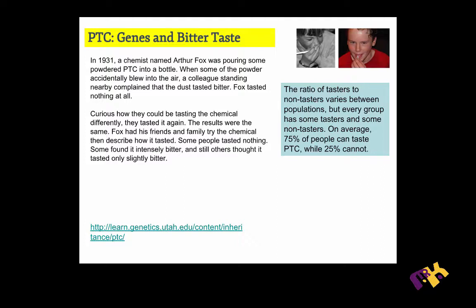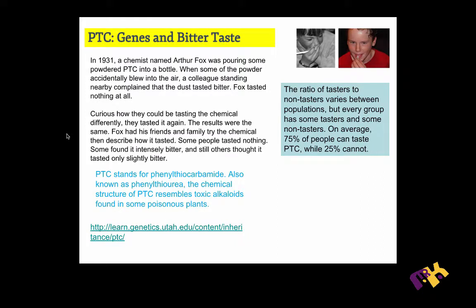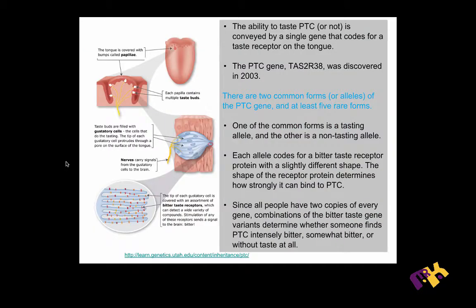And really, if we look through the information here, and this is extra information for you to check out, the ability is conveyed by a single gene that codes for a taste receptor on the tongue. One of the common forms is a tasting allele. The other is a non-tasting allele, right? And each allele codes for the bitter taste receptor protein with a slightly different shape. So the shape of the receptor protein determines how strongly it can bind to PTC and detect that it's there.